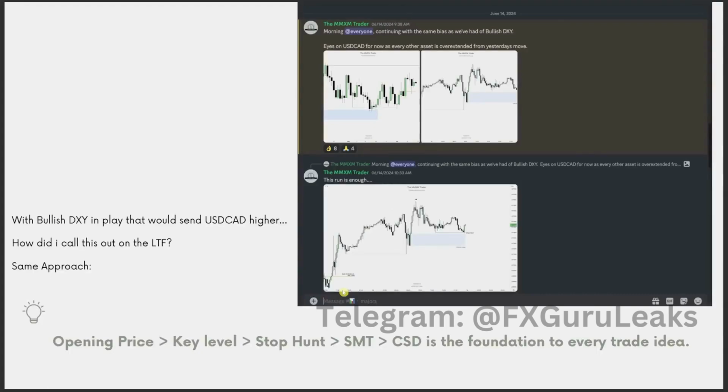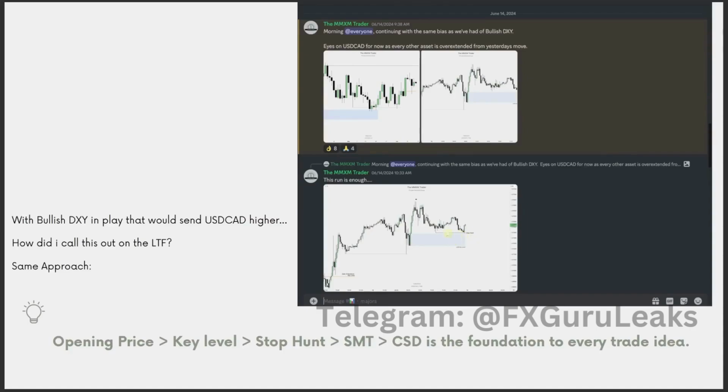Another slide of the Discord, of course, no hindsight at all, that's how we roll over there. So over here we've got USD CAD as an example, right? Over here continuing with the same buys, bullish DXY, and then we have our eyes on USD CAD because all the other dollar pairs were overextended, but USD CAD was still resting in discount, so that makes it for a higher probability move up, right? I'm going to outline why this run was enough.